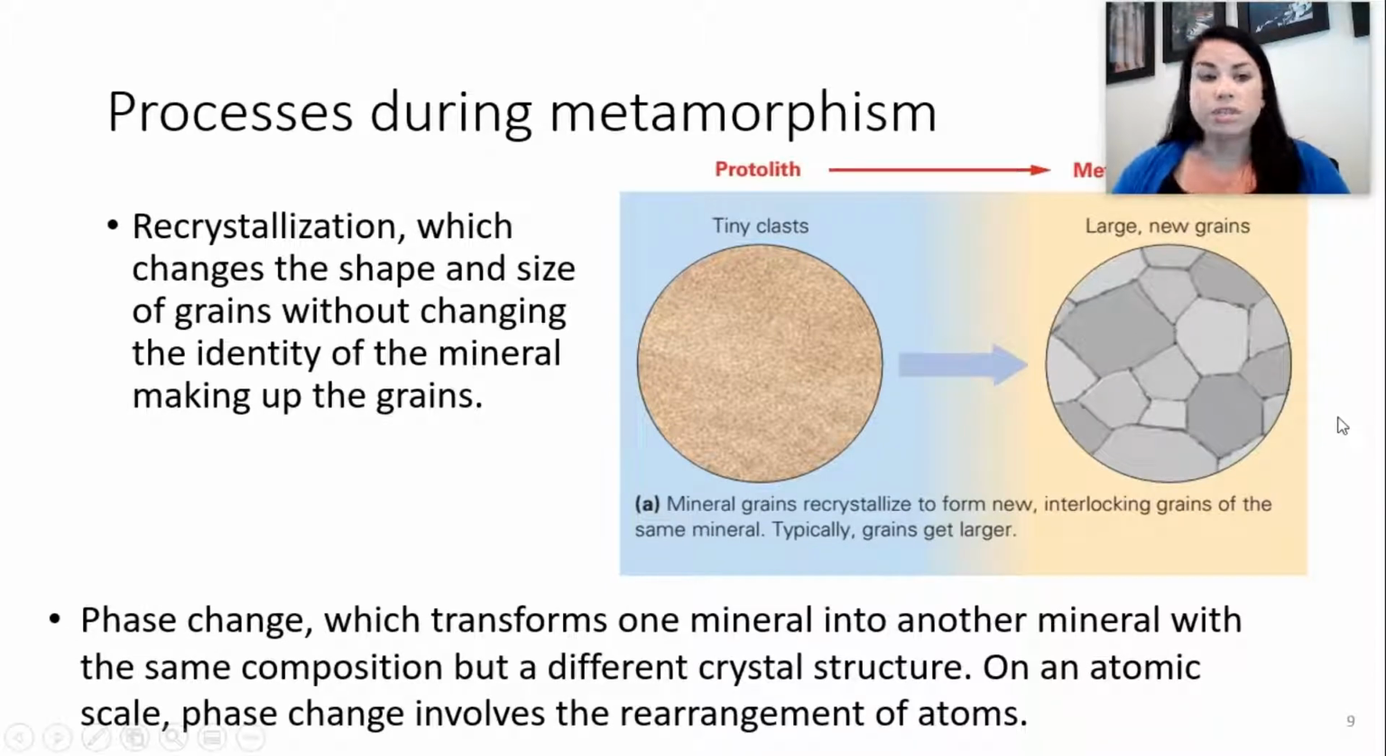In recrystallization, changes in shape and size of grains occur without changing the identity of the mineral. An example of this is here's our protolith, our original rock, which has very tiny, small clasts. And then as it undergoes metamorphism, it creates crystals, and these new grains are very large. So we go from a tiny clast to a really big clast.